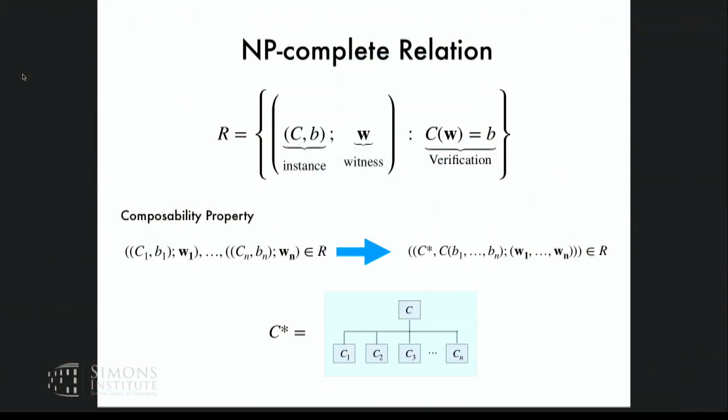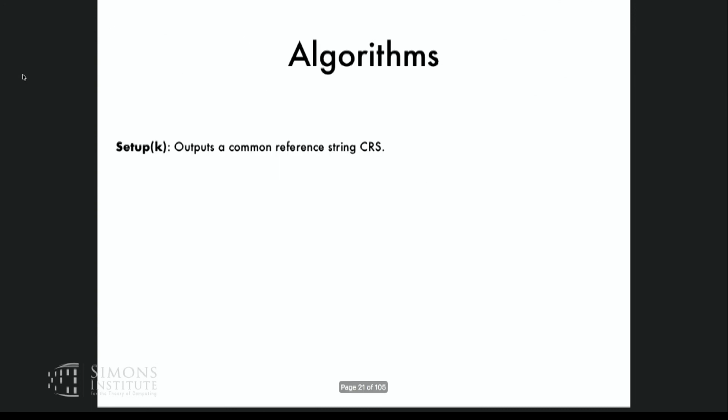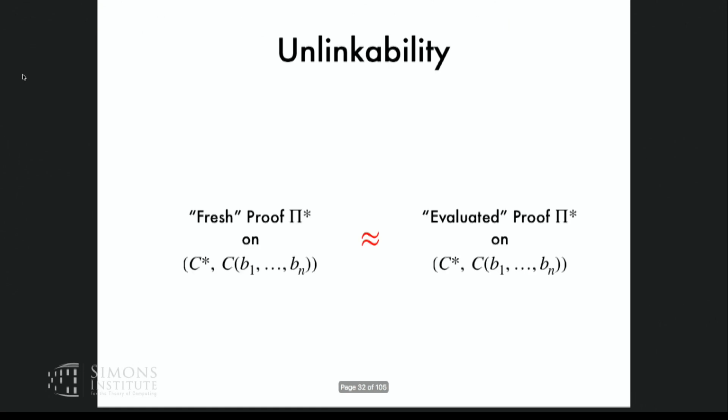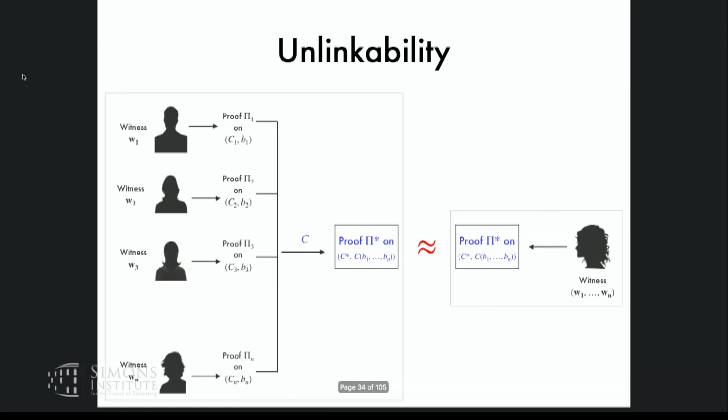Oh, so C1, C2, up to Cn will all be leaked. Yeah. So I'm just denoting this pictorially. Whether you evaluate this using the underlying proofs or you generate the proof afresh, you should not be able to distinguish. So why is unlinkability useful?